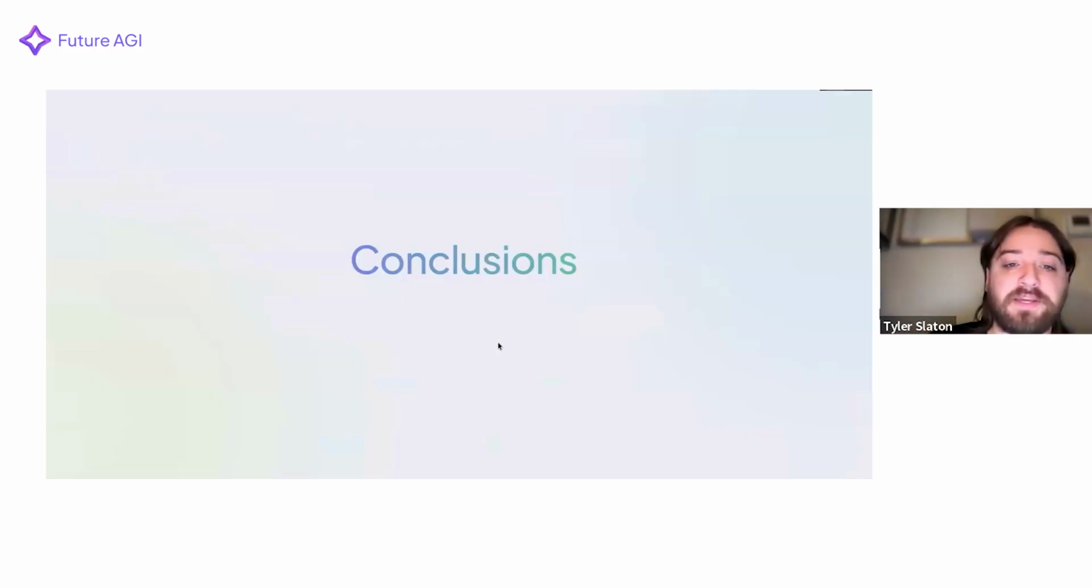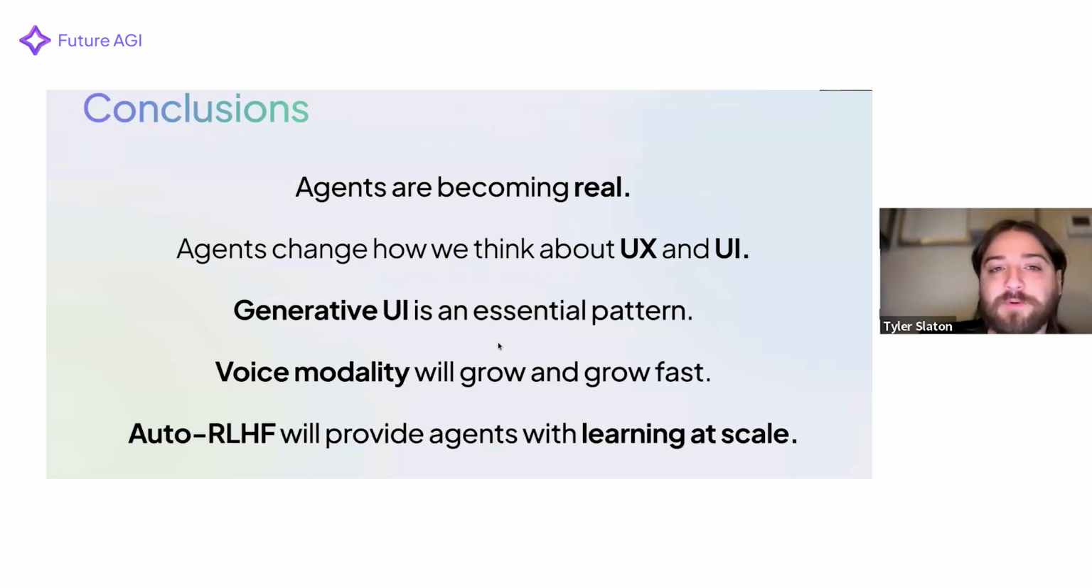And so what are some conclusions that we can derive? One, I think we're all in agreement that agents are becoming real. Agents really also change how we think about UI and UX. Generative UI is a really essential pattern for building generative applications. Voice modality is going to grow, and it will grow very fast. And auto RLHF will provide agents with learning at scale.